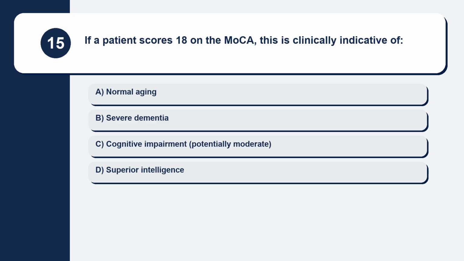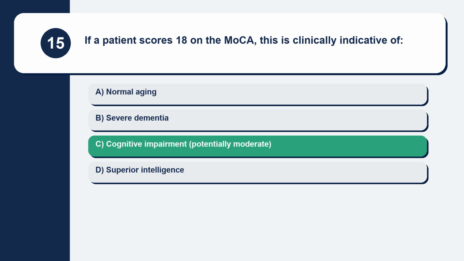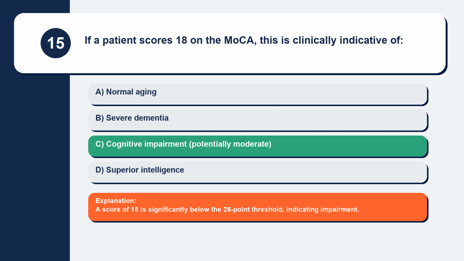Question 15. If a patient scores 18 on the MoCA, this is clinically indicative of normal aging, severe dementia, cognitive impairment, potentially moderate, superior intelligence. A score of 18 is significantly below the 26-point threshold, indicating impairment.